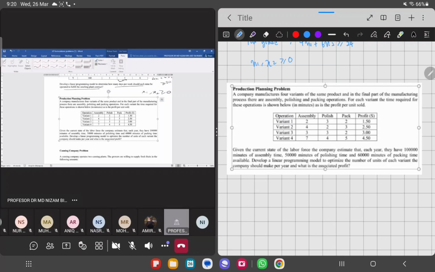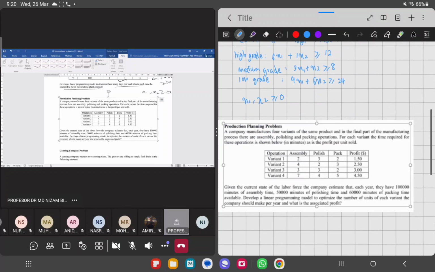A company manufactures 4 variants of the same product in the final part of the manufacturing process. The example.